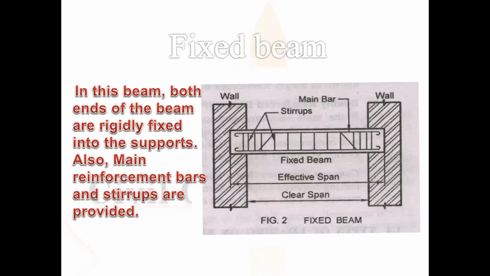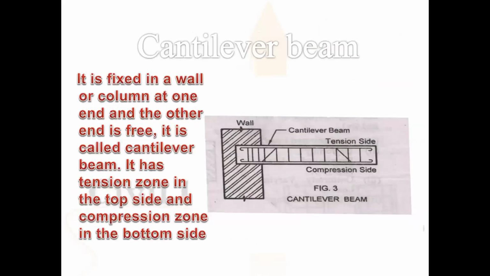Fixed beam. Here you can see how the fixed beam works. In this beam, both the ends of the beam are rigidly fixed in the supports. Main reinforcement and stirrups are also provided.